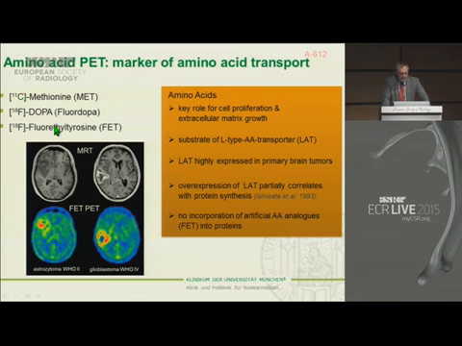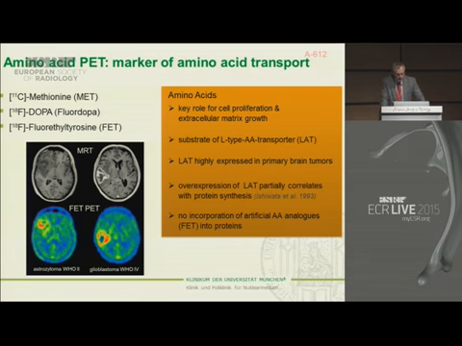And these two are, at least in Germany, commercially available, and I think fluorodopa availability is also relatively widespread. So why do we use amino acids? They have a key role for cell proliferation and extracellular matrix growth. They are substrates of the L-type amino acid transporter, and these transporters are highly expressed in primary brain tumors. And this overexpression is relatively well correlated with protein synthesis.